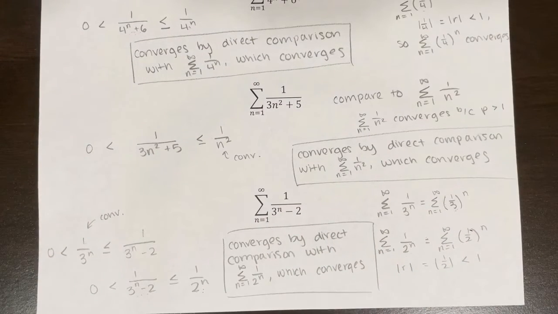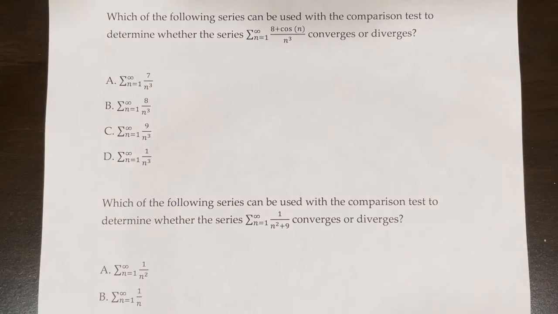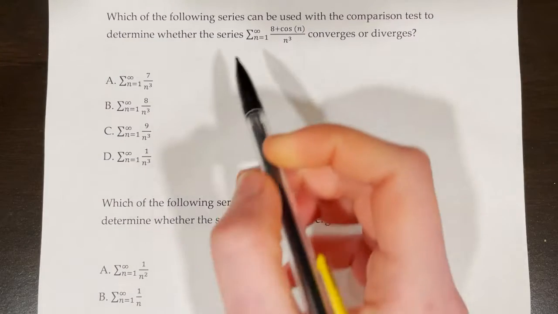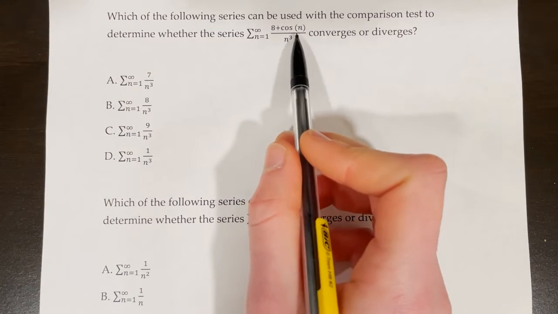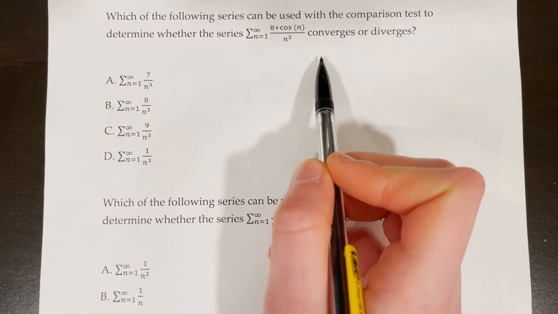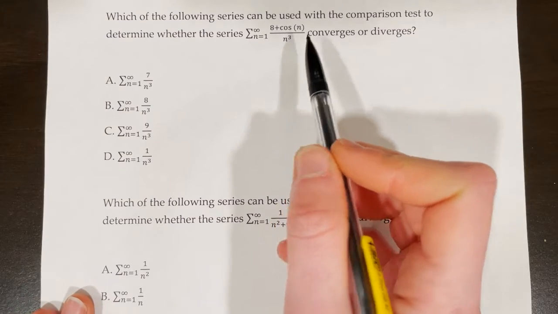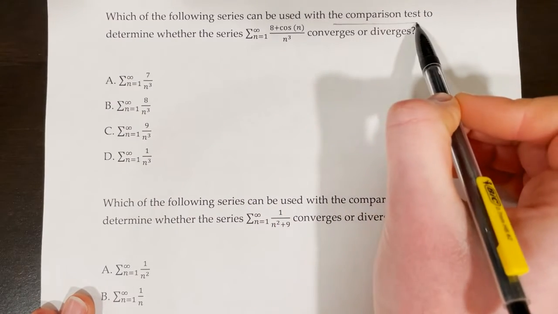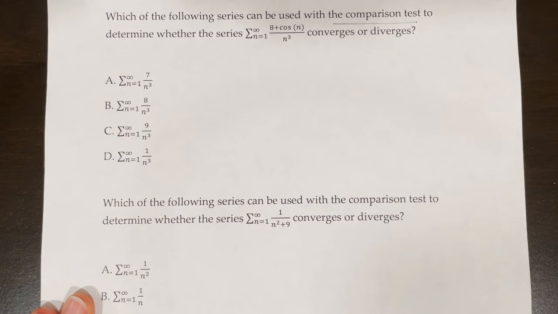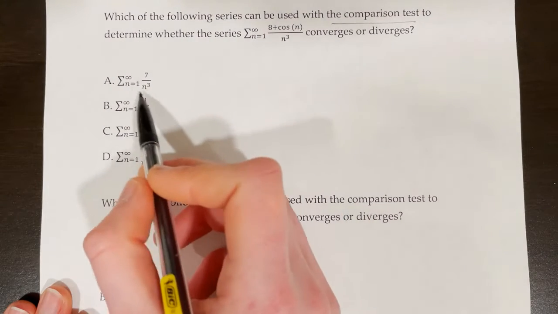There's my response. Which of the following series can be used with the comparison test to determine whether the series from n equals 1 to infinity of 8 plus cosine n over n cubed converges or diverges? A couple of things to note. When we see the comparison test, that means direct comparison, not limit comparison, which we'll be talking about in a future video. So let's try setting up this first one.